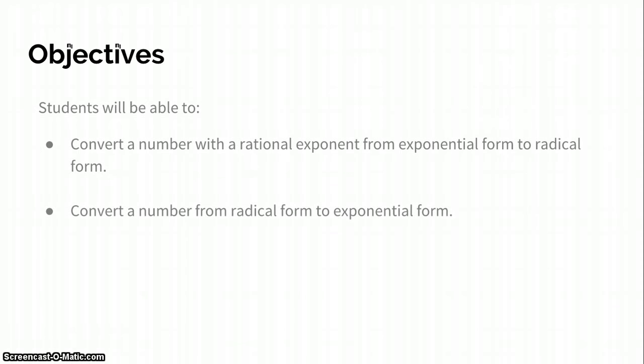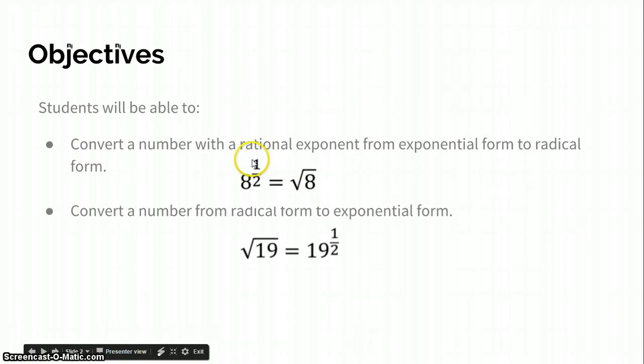After watching this video, my objective is that you will each be able to convert a number with a rational exponent from exponential form to radical form, and vice versa, convert a number from radical form to exponential form. In short, it should look like this. If you have a number like 8 to the 1/2 power, you should be able to rewrite that as the square root of 8. Similarly, if you have the square root of 9, you can rewrite that as 9 to the 1/2 power. That's what we're doing for this video.